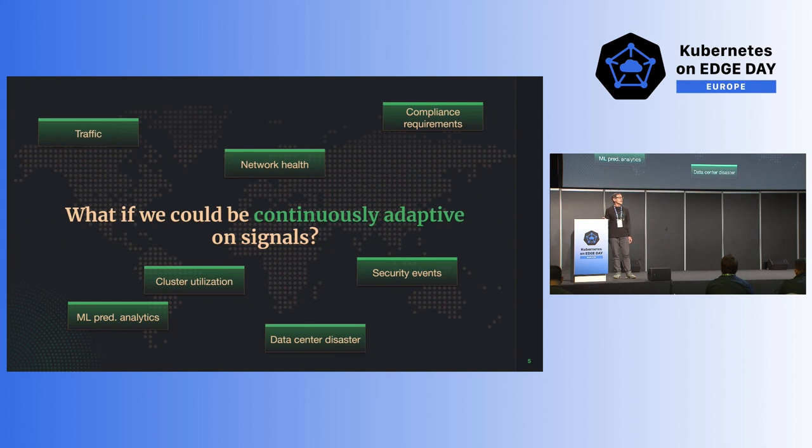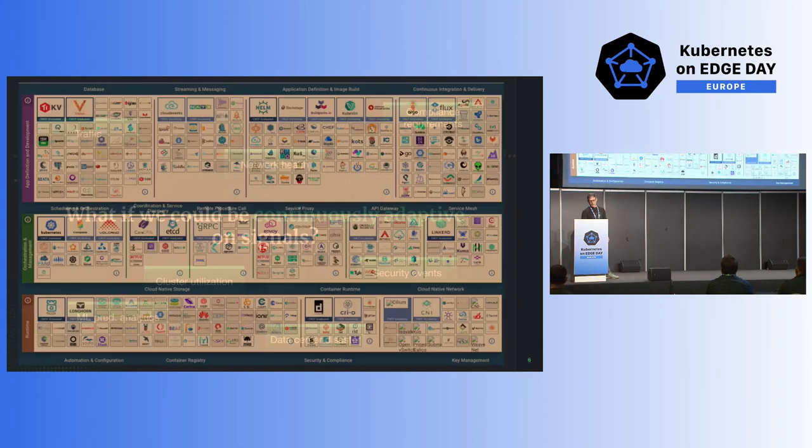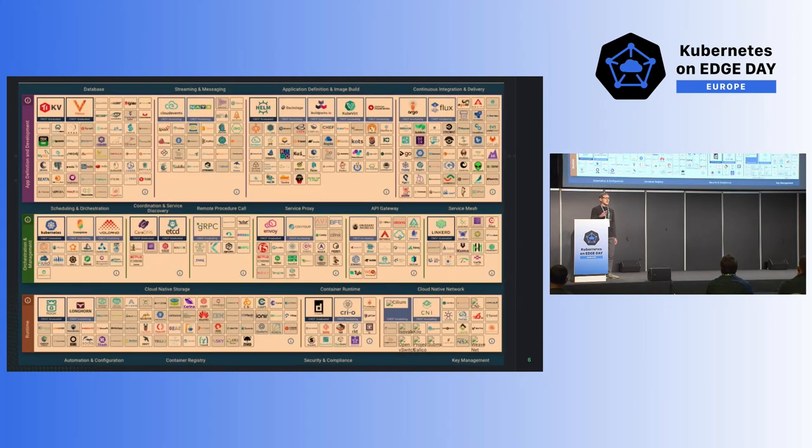Maybe we could use predictive analytics to know ahead of time that a workload, we can shut it down in one location, start it up in another. And continuously revisit this set of locations and update it as time goes by. That's the idea. That's the roadmap I want to give you for a solution for an adaptive optimized edge. And I'm going to be picking pieces from the landscape. Hopefully you're familiar with it.